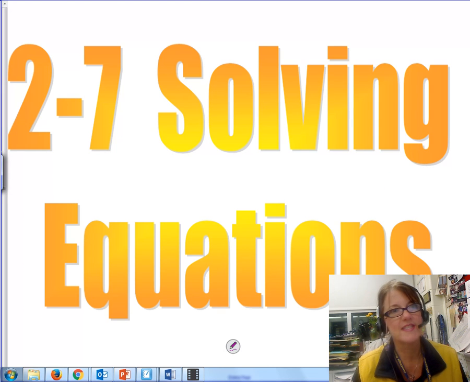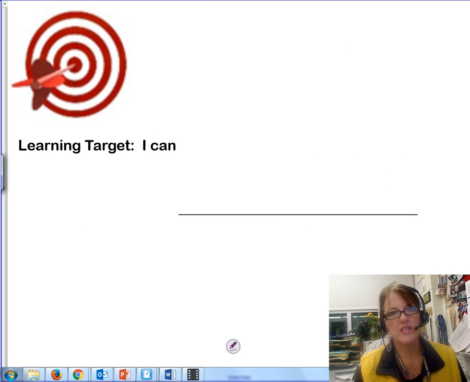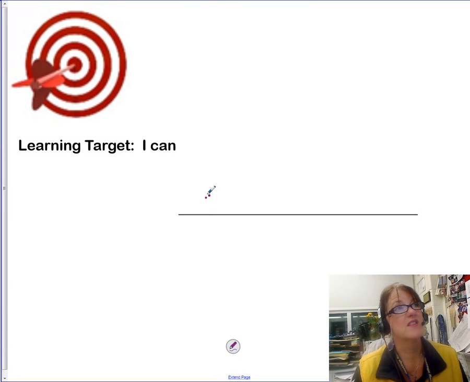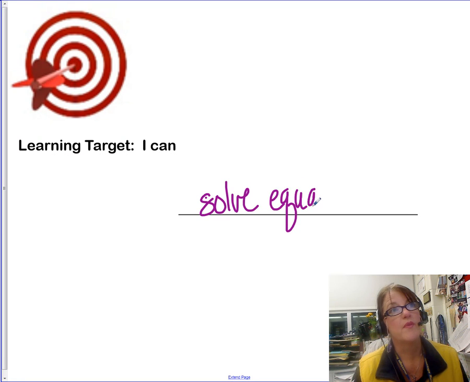Chapter 2, Section 7. Your learning target is pre-printed for you today. And basically it's going to say, I can solve equations with rational numbers.